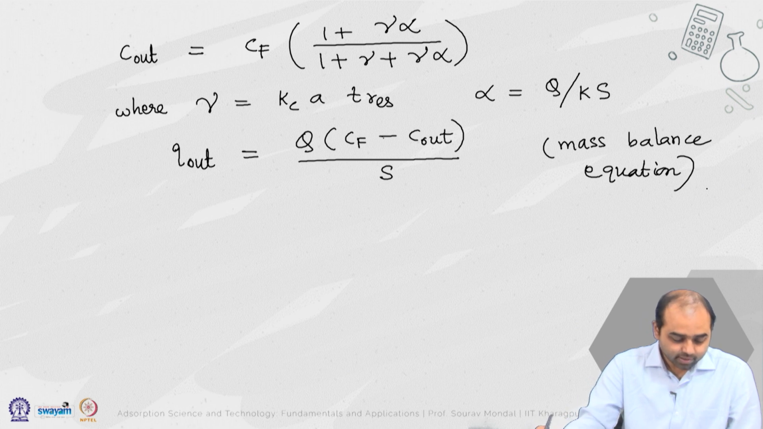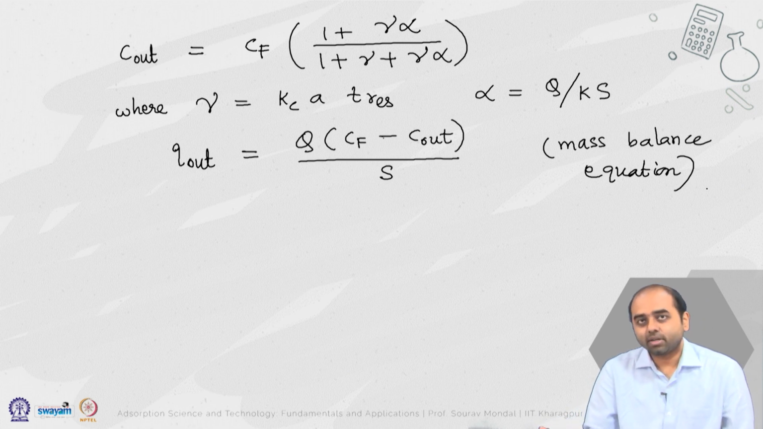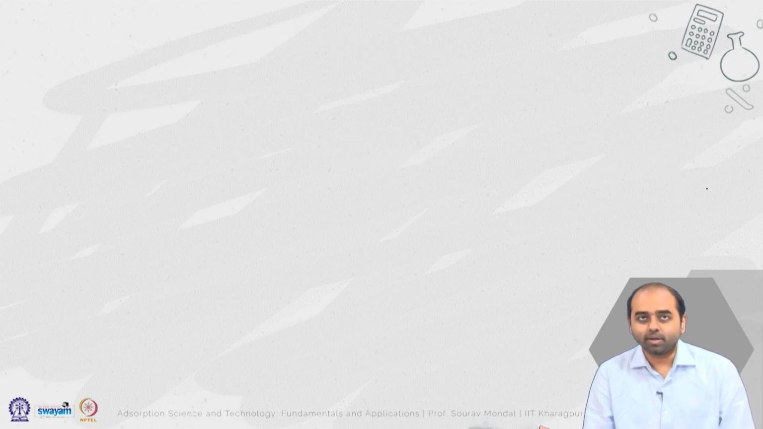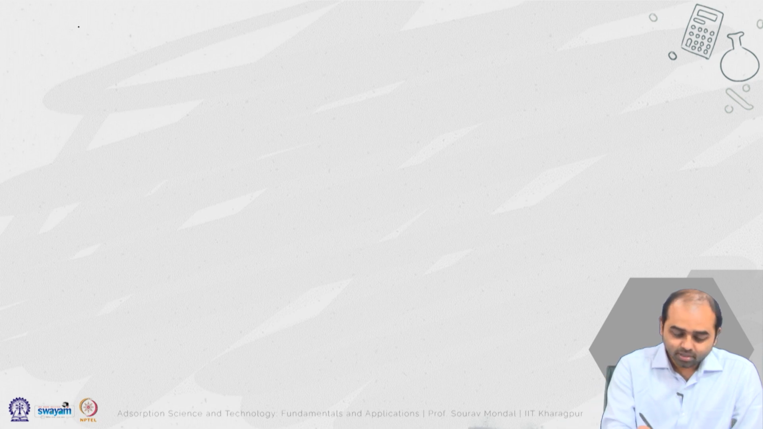Of course, if you have a nonlinear isotherm equation, it may not be practically possible to relate this result explicitly in terms of q out, but it is possible in this linear case. Now let us try to see a simple example problem using some numbers. This is a problem of slurry adsorption.